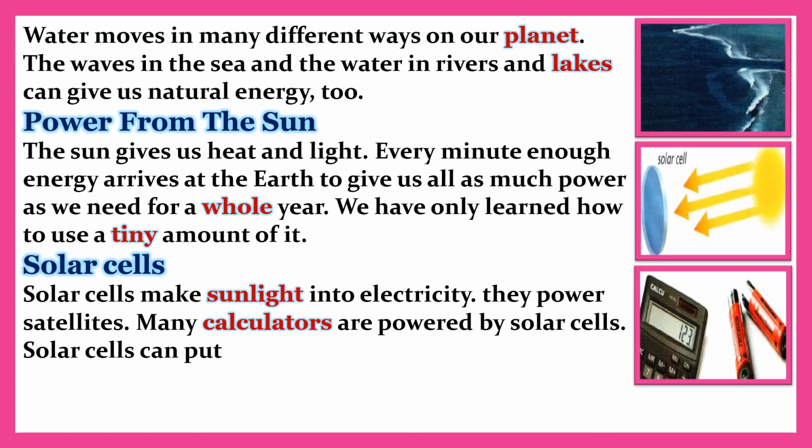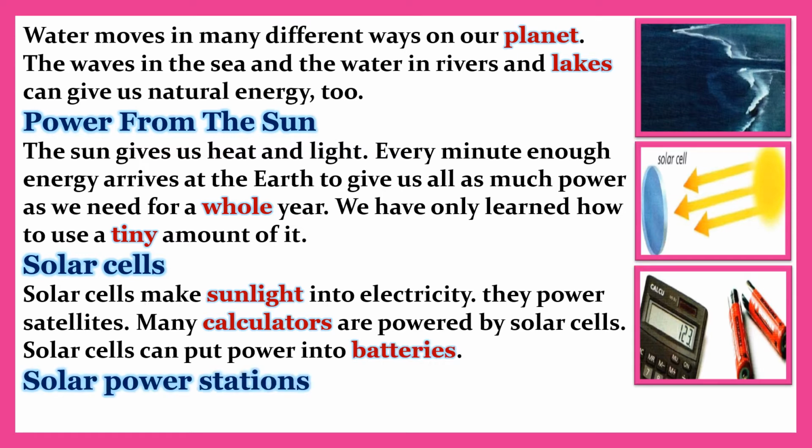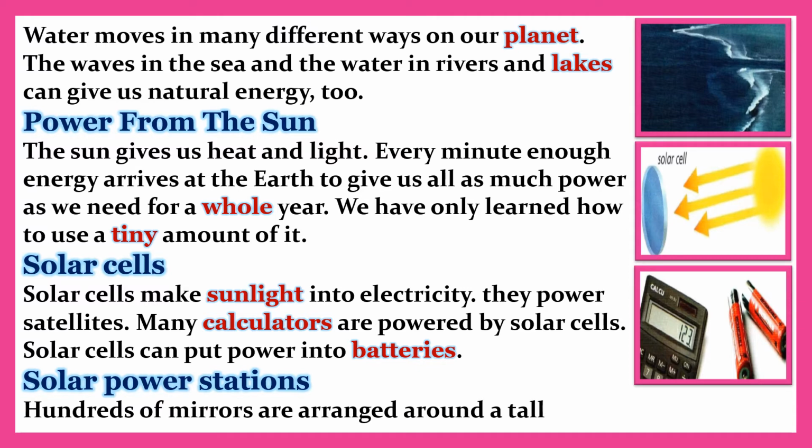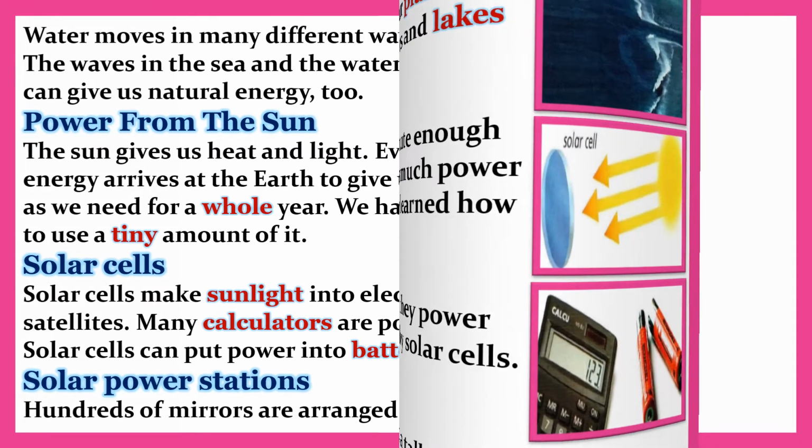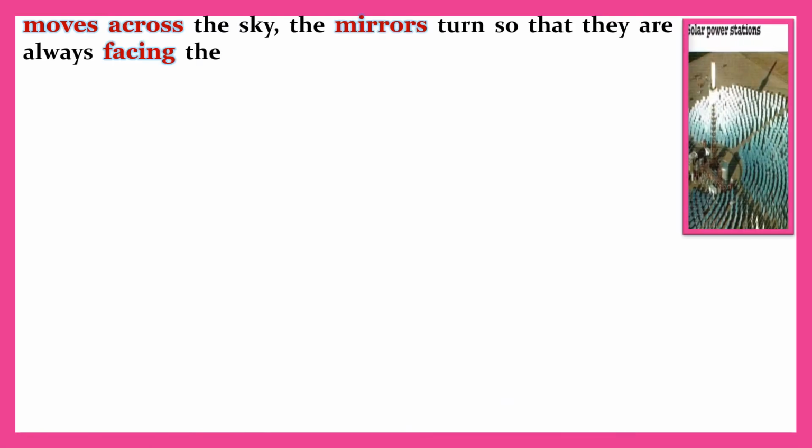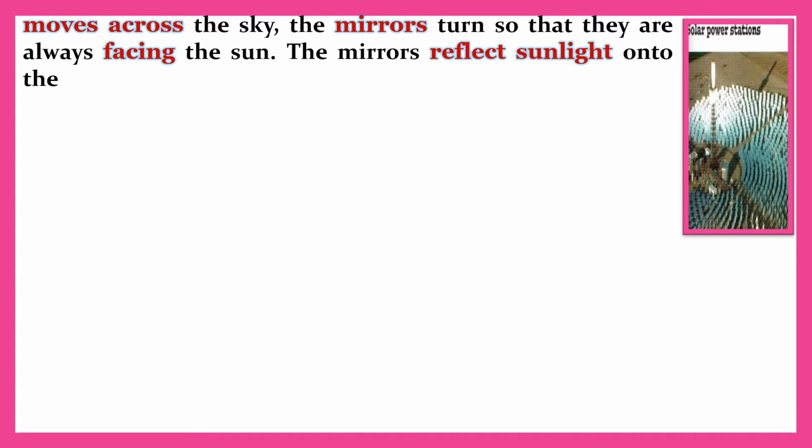Solar cells. Solar cells make sunlight into electricity. They power satellites. Many calculators are powered by solar cells. Solar cells can put power into batteries. Solar power stations. Hundreds of mirrors are arranged around a tall tower. As the sun moves across the sky, the mirrors turn so that they are always facing the sun. The mirrors reflect sunlight onto the top of the tower.